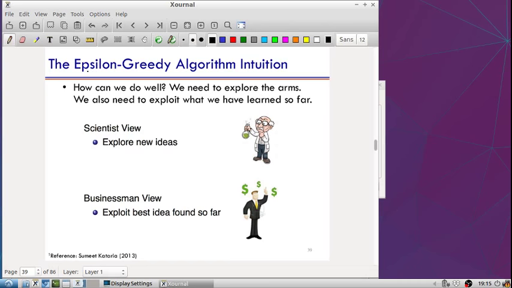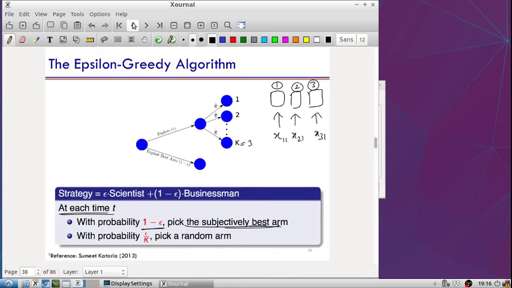So epsilon greedy is just precisely that. Greedy just means whatever information I know so far, I'll take the best option or best action using that. Okay, that's what greedy means. And epsilon just means that with some epsilon probability, I will not be greedy. I'll just explore arbitrarily. Okay, so that's the first algorithm.